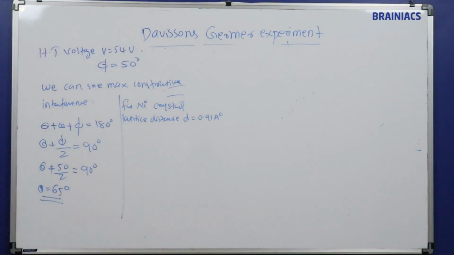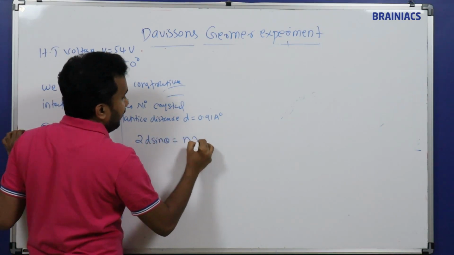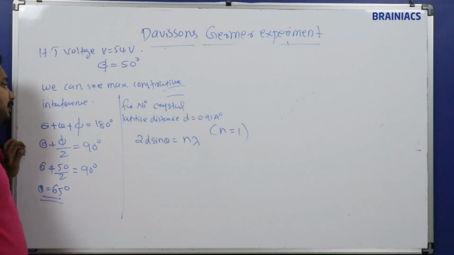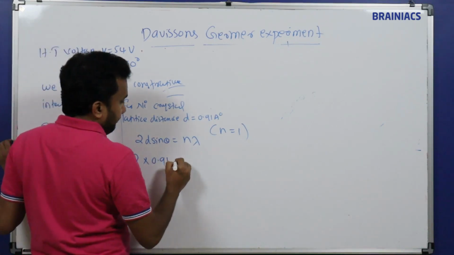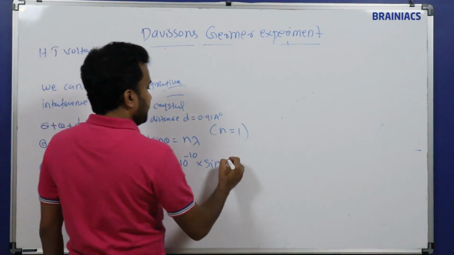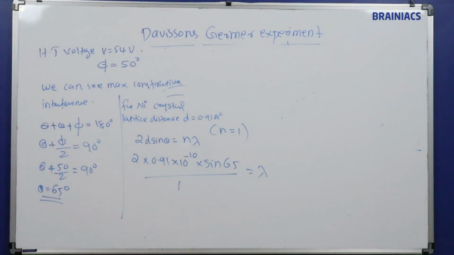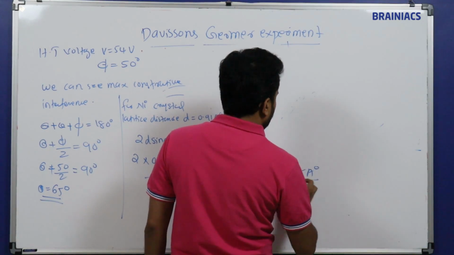Okay, so we know all these values. Now we'll substitute in this one: 2d sin theta is equal to n lambda. Let's take n is equal to 1. If n is equal to 1, first lambda means 1 lambda difference. So 2 into 0.91 angstrom into 10 power minus 10 into sine of theta. Theta is 65 degree. Sine 65 divided by 1 is equal to lambda. If you do this one, we'll get 1.65 angstrom as the value of this lambda. Lambda equal to 1.65 angstrom we got.